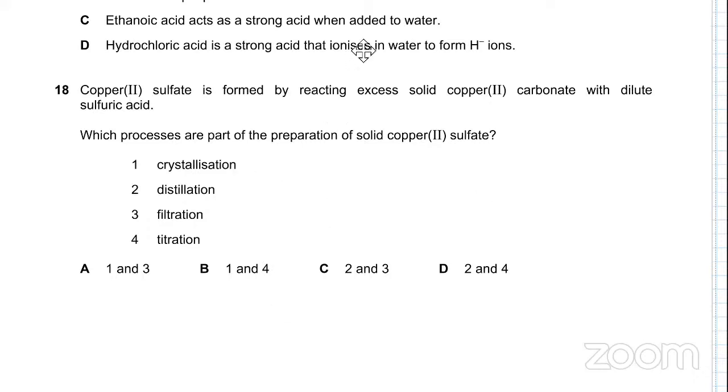अच्छा, this was excess method, and now what you had was that you had वो कह रहे हैं sulfuric acid, which process are part of the preparation of copper sulfate. तो उसमें क्या करते हैं? Excess copper carbonate is added, and then you filter out the excess copper carbonate, and then you crystallize the solution, right? So 1 and 3, right? So ठीक है, next one.